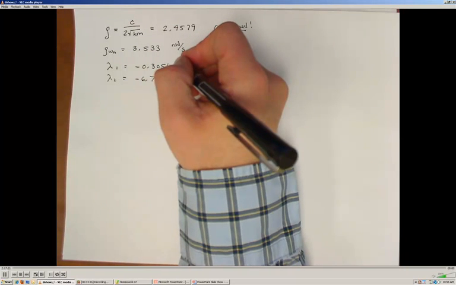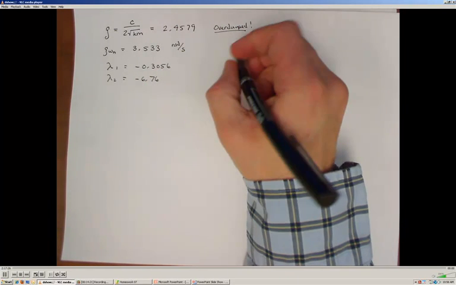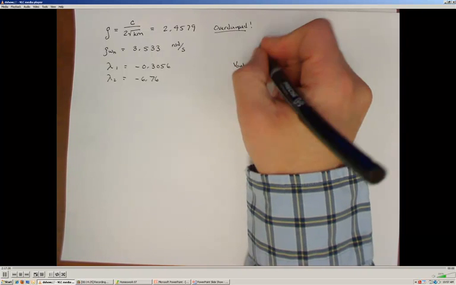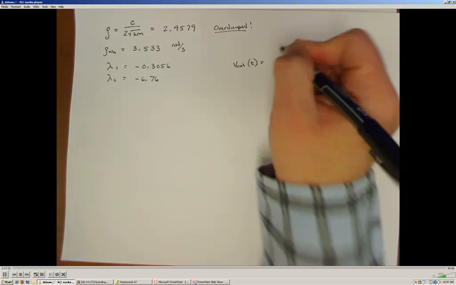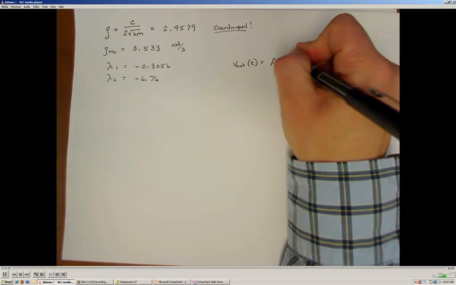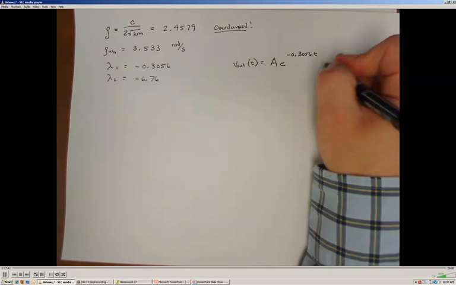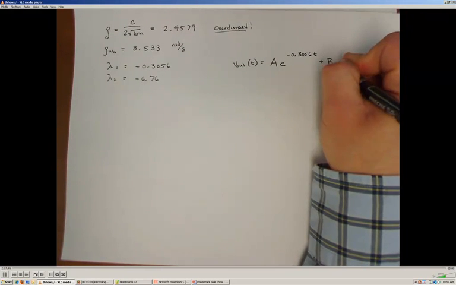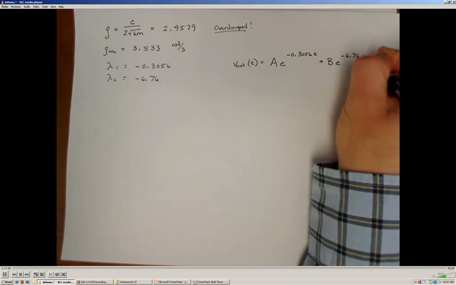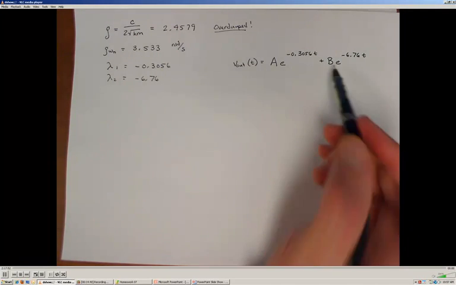Okay, now that I have those, I know that the general solution, since it's overdamped, for the voltage across capacitor C1 as a function of time is going to be given by A e to the first eigenvalue, negative 0.3056 times time, plus some unknown constant B times e to the negative 6.76t. And I have to turn my attention now to defining the values of A and B based on the initial conditions.